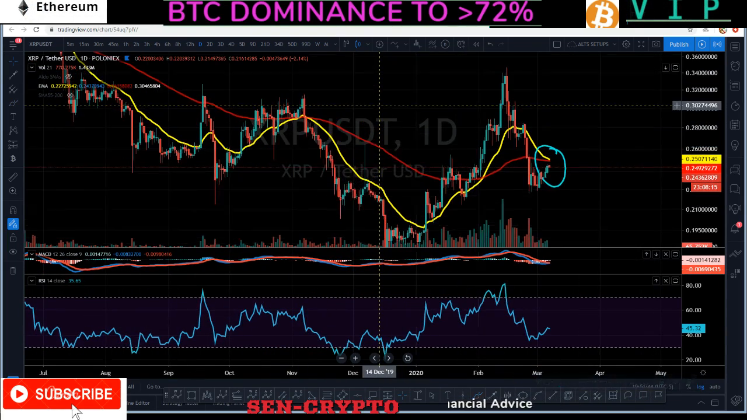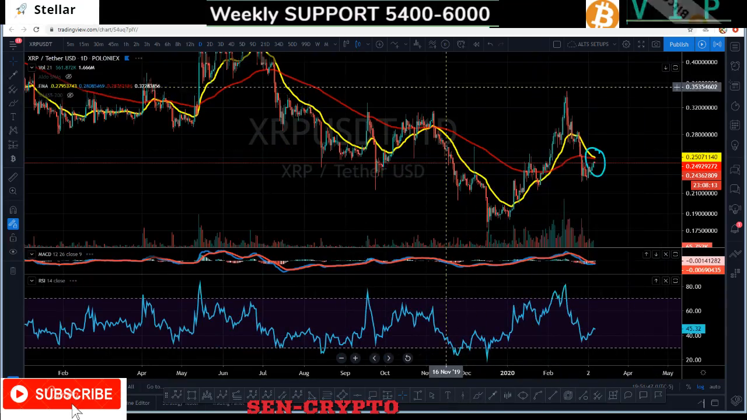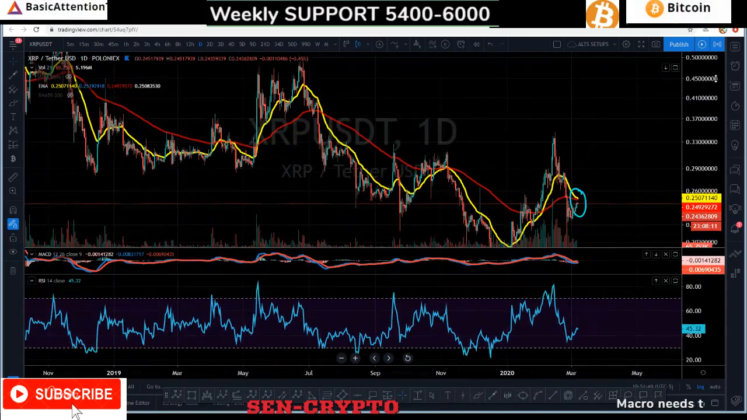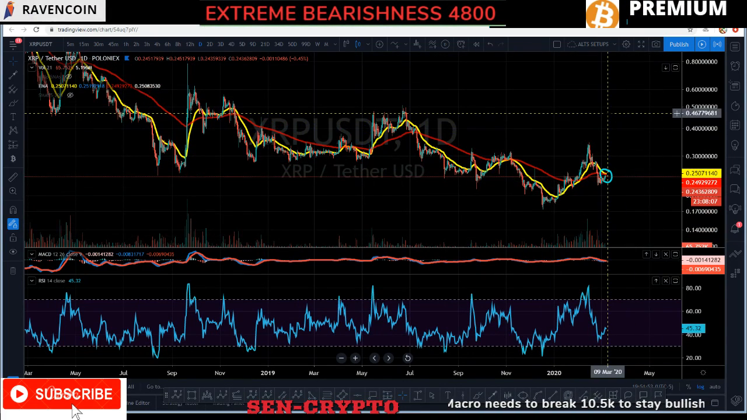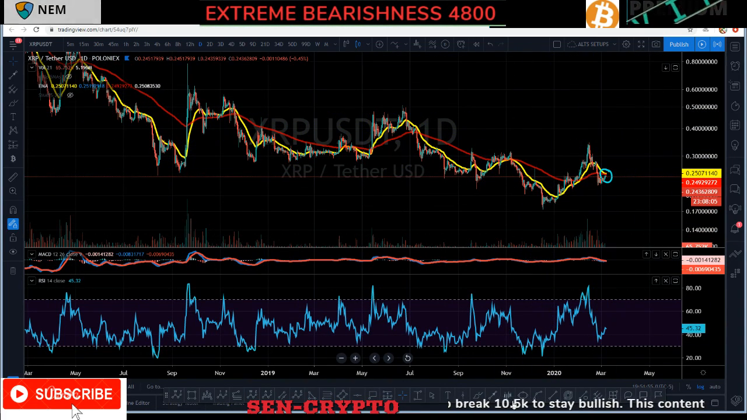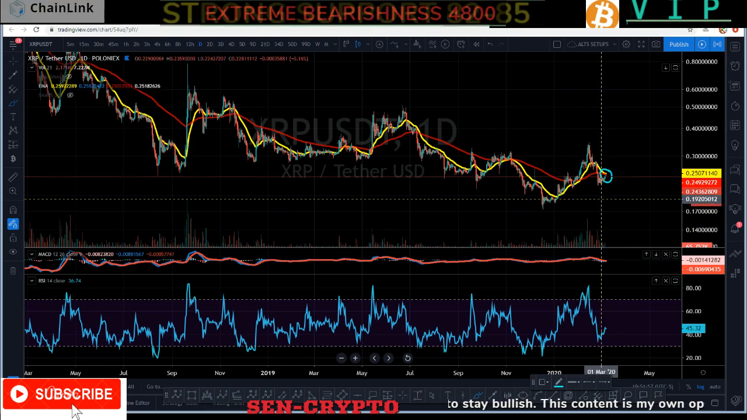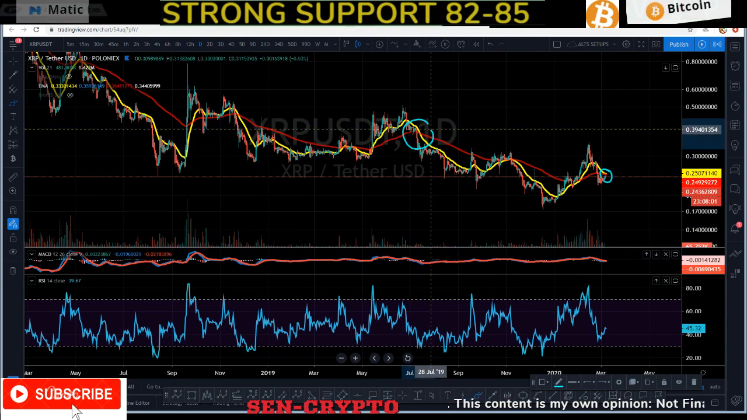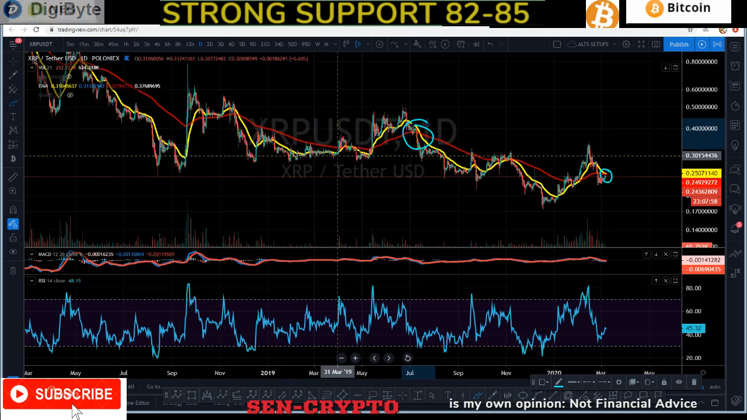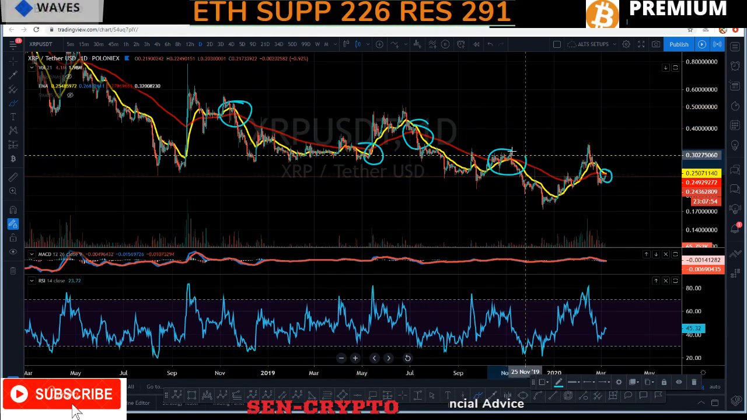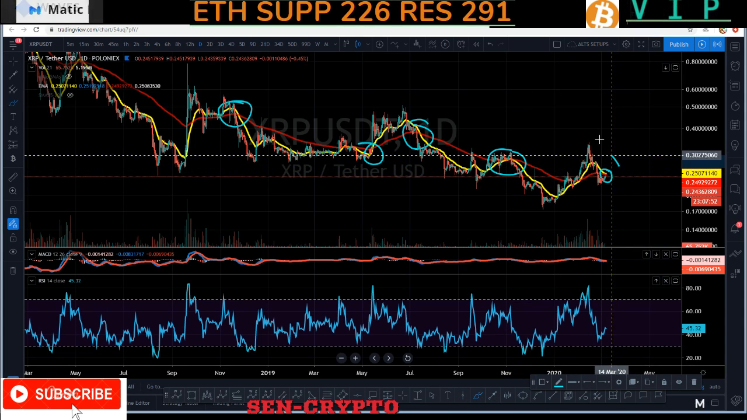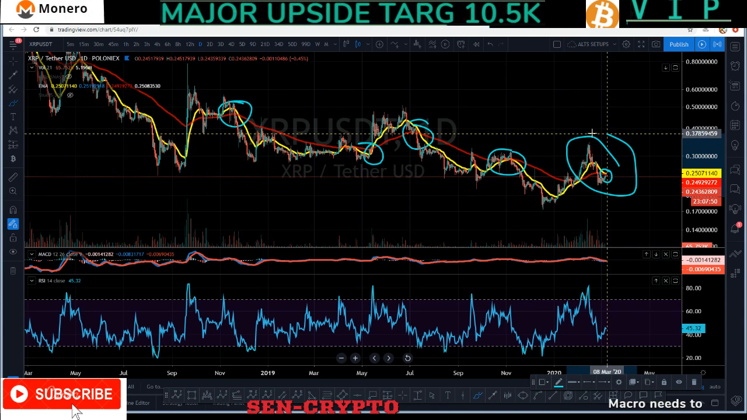All right, XRP really respects the 21 EMA and the 100 EMA. If you back test it, you can see it's been respecting it. When price is very close to the crossover, you tend to get a very aggressive move. Another aggressive move right there, another aggressive move. So we could get, guys, another aggressive move from XRP.